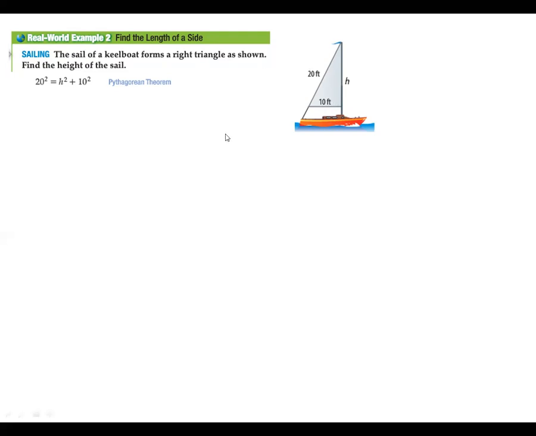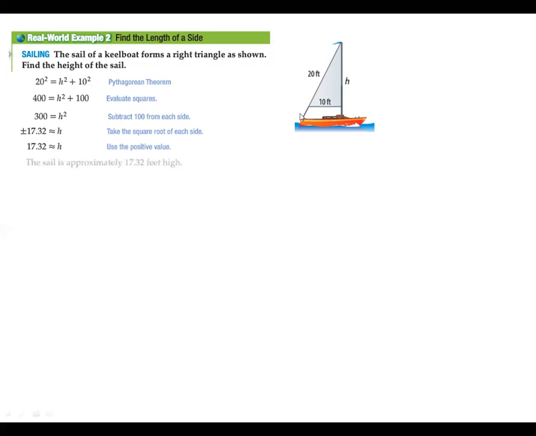Same thing. Okay? So you'd have 400 equals h squared plus 100. Subtract 100. You have h squared equals 300. Take the square root. You only want the positive answer, so h equals 17.32. Since the problem is in feet, the sail is approximately 17.32 feet high. All right? Here's one for you to try. Go ahead and pause the video and hit play when you're ready to check it.